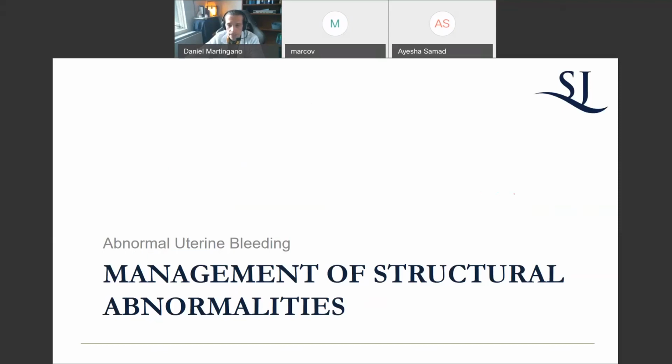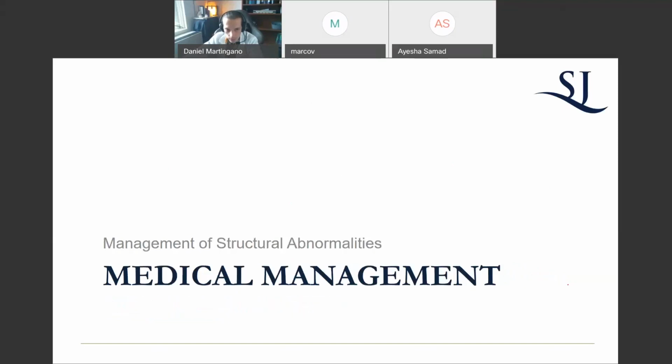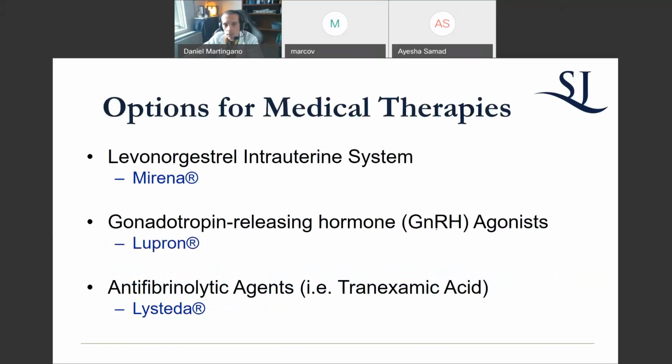But there are certain medicines that you can use, but they're not going to provide the long-term treatment that is going to be most beneficial. But there is a role, and I'll explain. So let's talk about that first, because it's a little less obvious. Your options for medical therapy are really three.